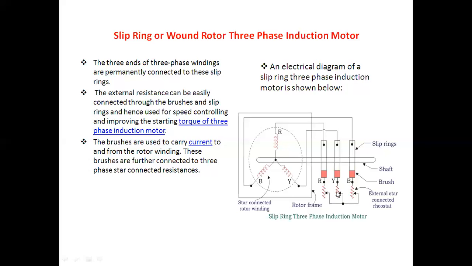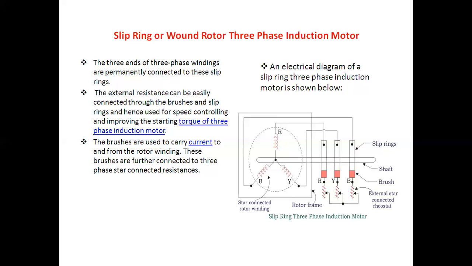And here the three external resistances are connected in the R, Y, B phases through the brushes and the slip rings. With the help of these brushes and the slip rings, these three external resistances are connected to the star connected rotor winding. The brushes seen here are used to carry the current to and from the rotor winding. These brushes are further connected to the three-phase star connected resistance that we have already seen. So this is an electrical diagram of a three-phase star connected slip ring induction motor.